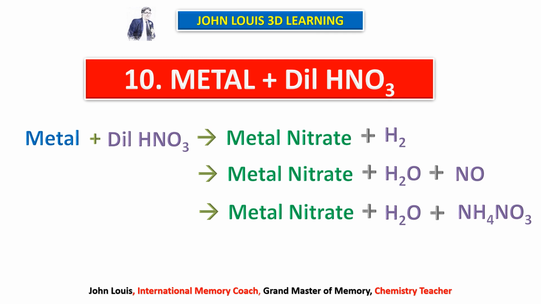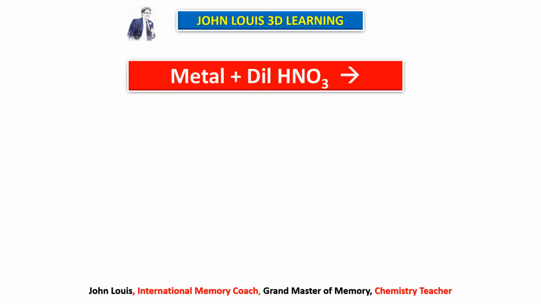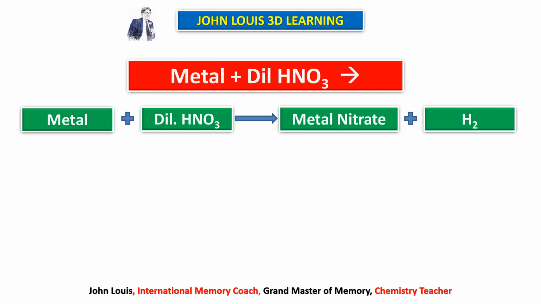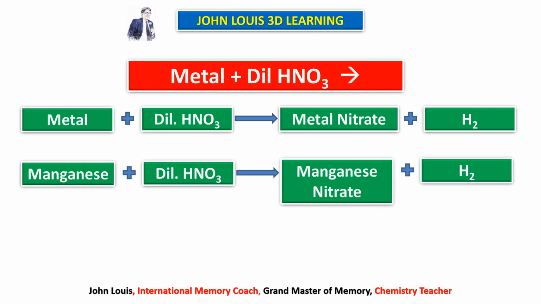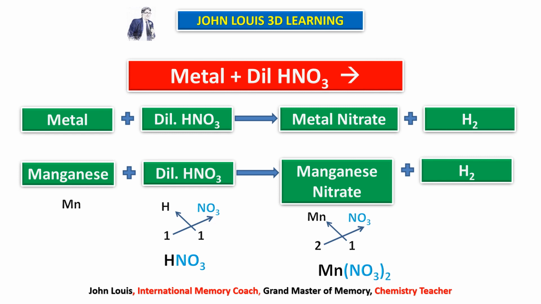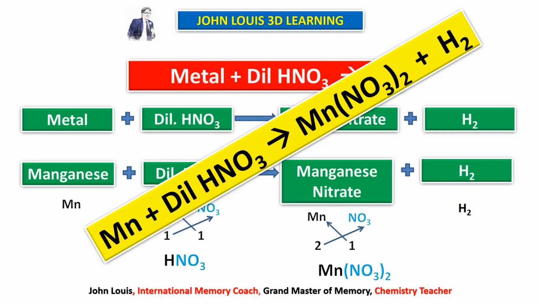So let us see one example for each type. Metal plus dilute nitric acid gives metal nitrate plus hydrogen, the first type. First we have taken manganese. Manganese plus dilute nitric acid gives manganese nitrate plus hydrogen. Manganese Mn, nitric acid HNO3, valency 1 and 1. If you interchange, you get HNO3. Manganese nitrate, Mn and NO3, valency 2 and 1. If you interchange, you will get Mn(NO3)2. Hydrogen is H2. Therefore, what is the equation? Mn plus dilute HNO3 gives Mn(NO3)2 plus H2. Shall we move on to the next one?